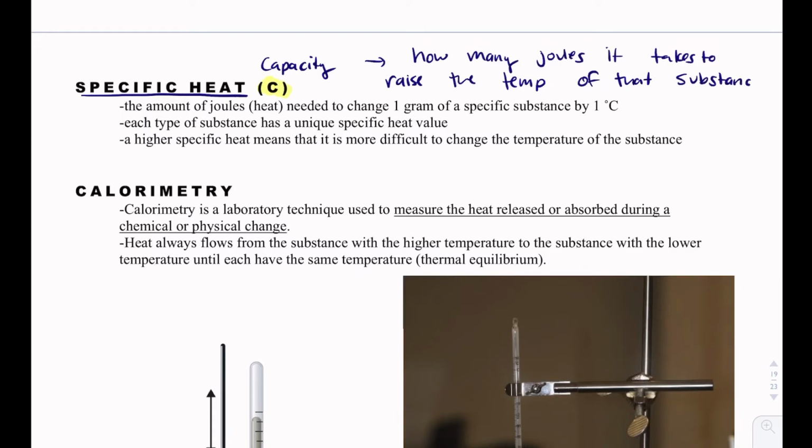If you think about substances that are very easy to heat up, I'm thinking about metals. Metals conduct heat very well. So metals have very low specific heat values, whereas nonmetals have very high specific heat values.